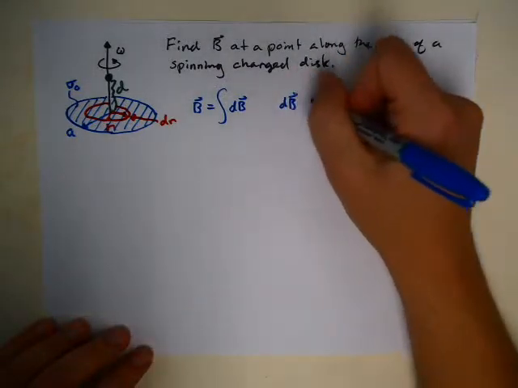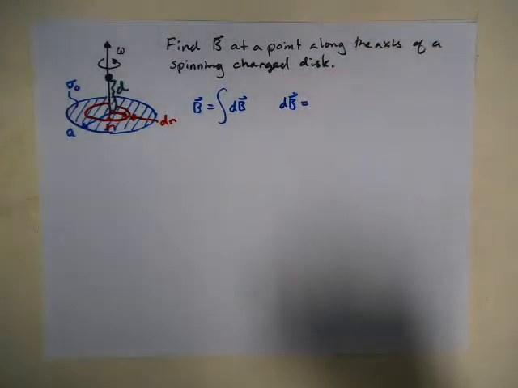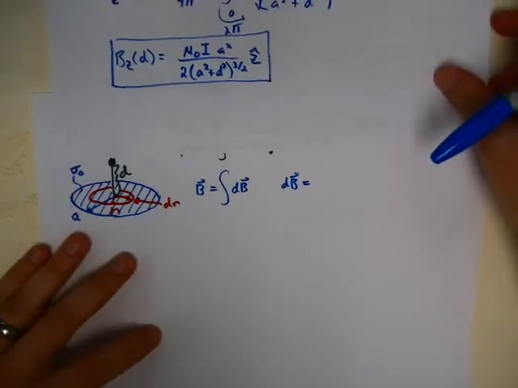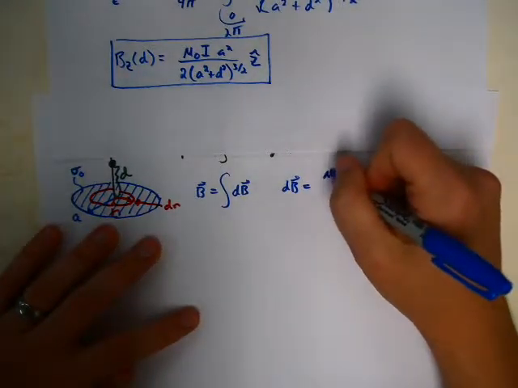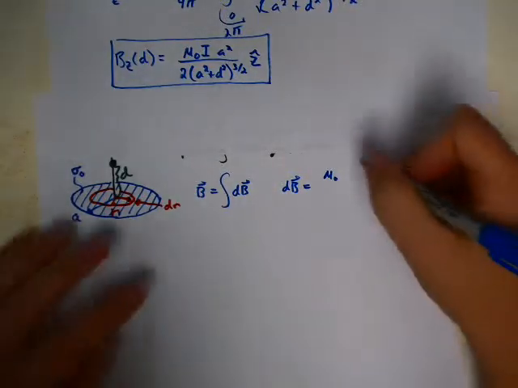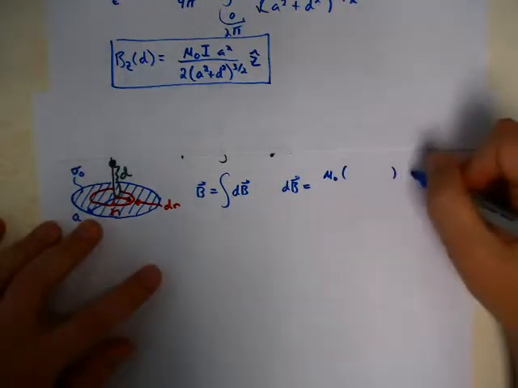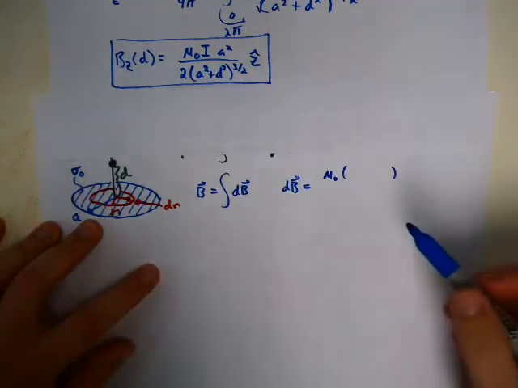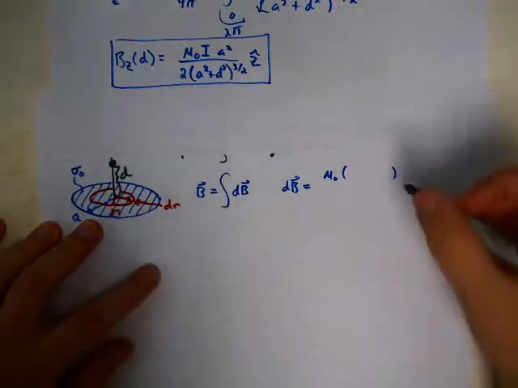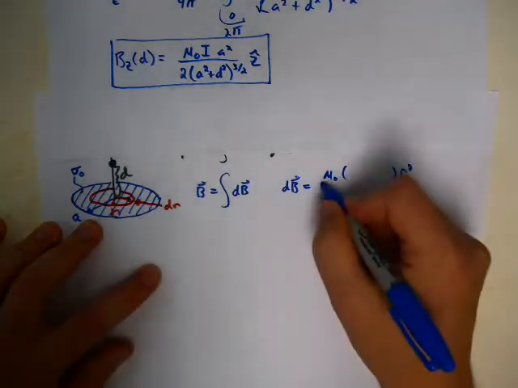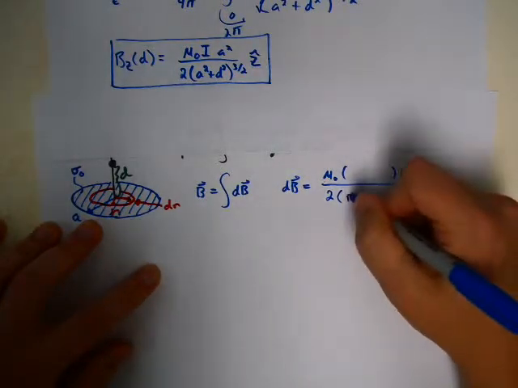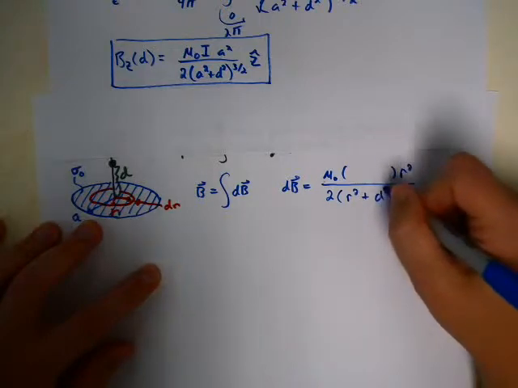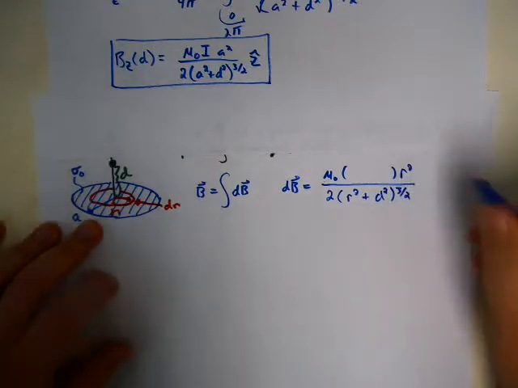So dB, and this is where I'm going to use this previous result. Taking this here, we write down mu naught, and we'll leave some room here for a moment and fill that in. A is the radius of the spinning disk. For us, that's actually little r, so this will be little r squared divided by 2 times little r squared plus d squared to the 3/2 power.